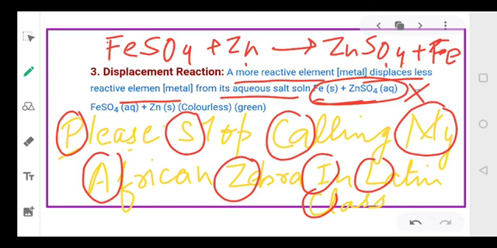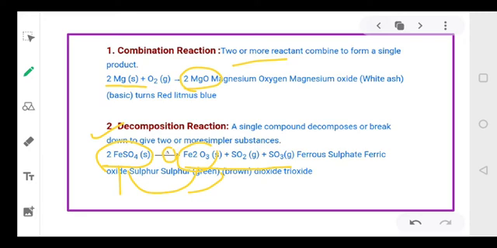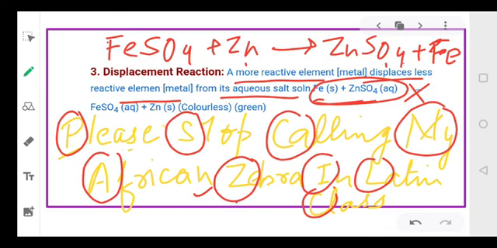The element which comes first is more reactive. So zinc is more reactive than iron. So zinc can displace iron, but iron cannot displace zinc. Okay everyone? So we have three types of reaction so far. One is combination reaction, second is decomposition reaction, third is displacement reaction.